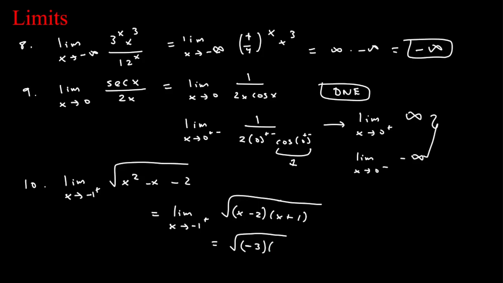And then this is going to be some positive number. And again, this is not 0, but it's some positive number that's a bit greater than 0, and that gives us some small negative number. We can't take the square root of that, so that means that this limit also does not exist.